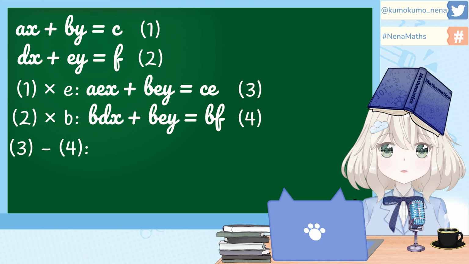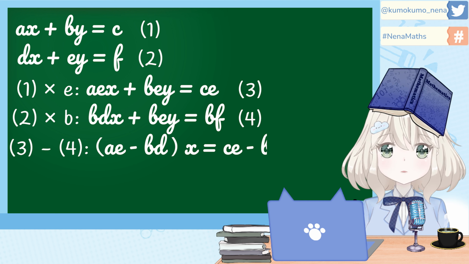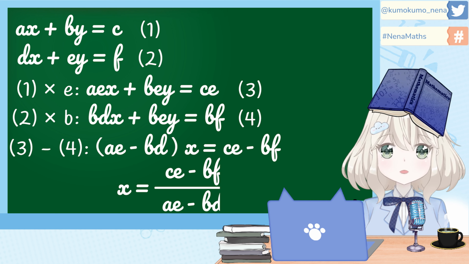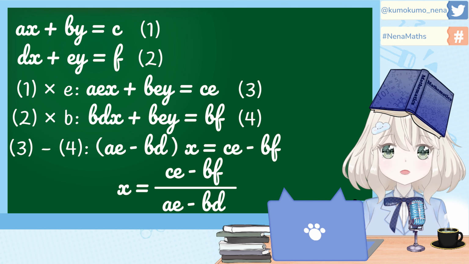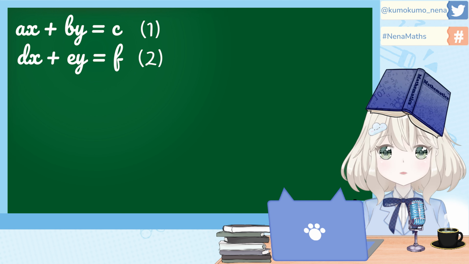Now we can subtract equation 3 and equation 4 so that y gets eliminated. And so, ae minus bd times x equals ce minus bf. Therefore, x is ce minus bf over ae minus bd. If we remove x, we get a formula for y.